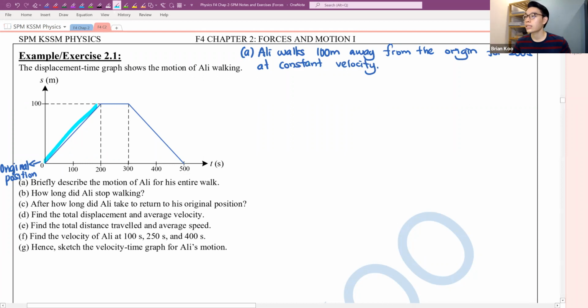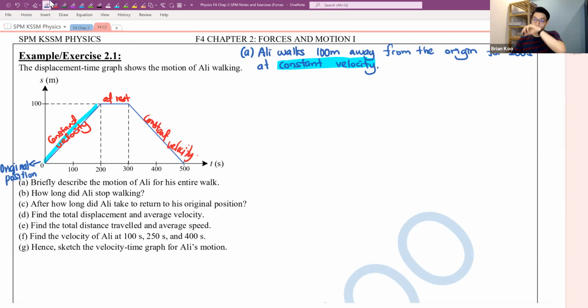Right, the important word is this, because let's say if the question asks you to state the type of motion for this first part, you can say constant velocity. And then after that, here is at rest, because it's not moving. He's just there at the 100 meter, never move. And then this one is also constant velocity. Okay, and then after that, so that's just the first part.